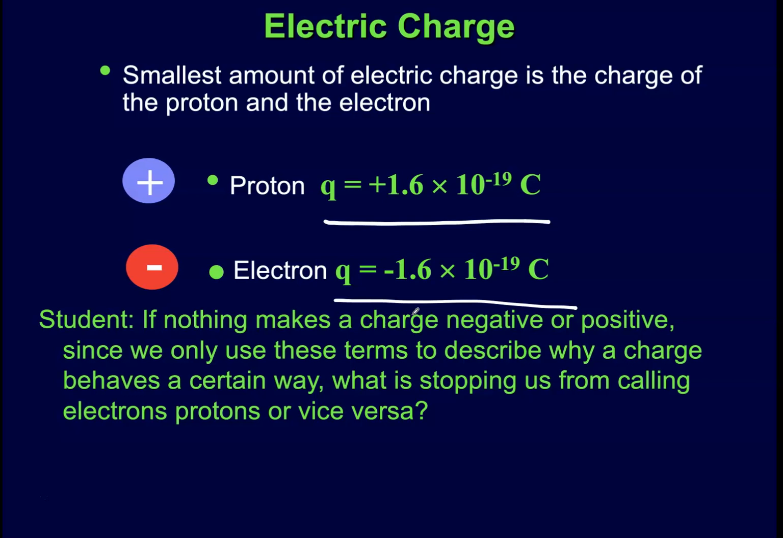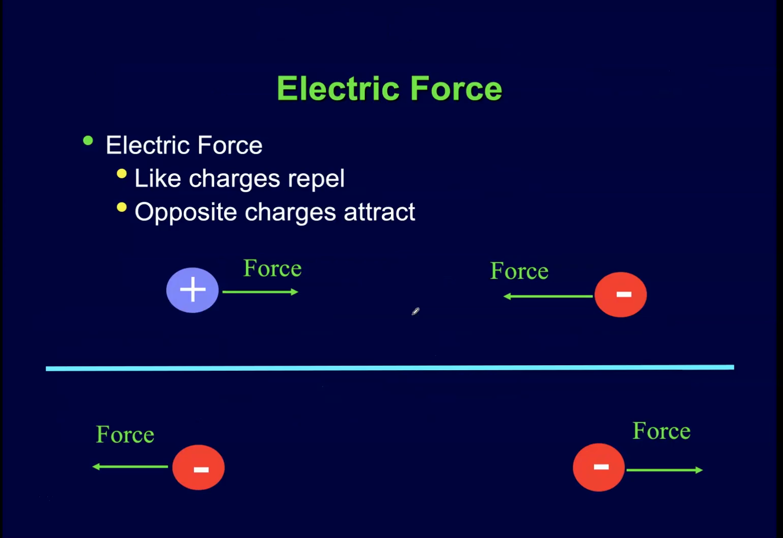Basically, there's nothing stopping us. This is historical, before they really knew how this stuff worked. They defined a certain type of charge as positive and a certain type of charge as negative. We'll talk much more about this as we go on, but again, there is really no good reason. The electric force works this way here.